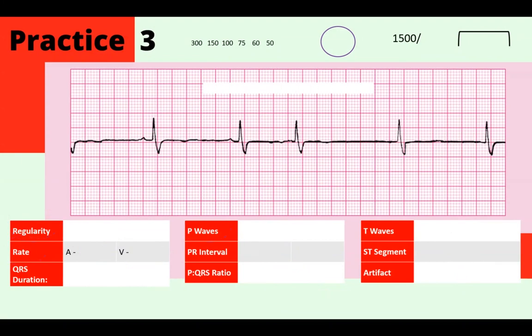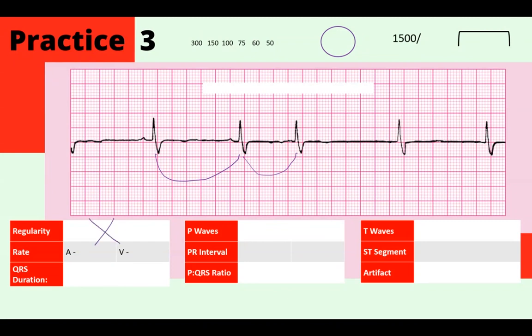All right, let's look at our next rhythm here. If we look at regularity again, oh my goodness, this is another irregular rhythm. If I counted how many boxes between here, 5, 10, 15, 20, 25, almost 30 boxes between that R to R interval. And here I only have maybe about 17. So this is not a regular rhythm.